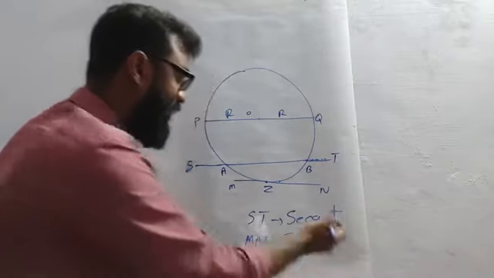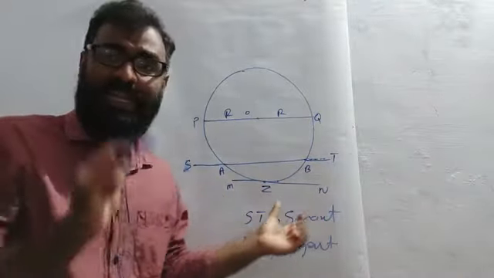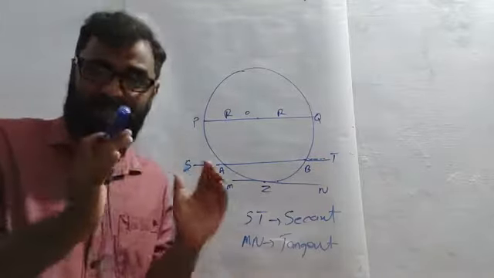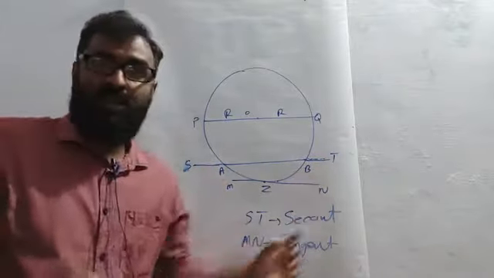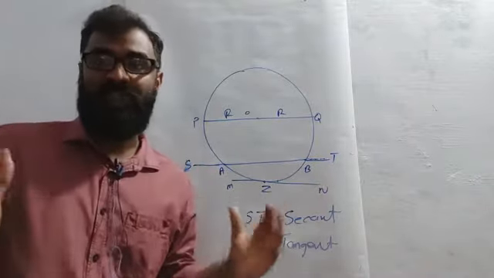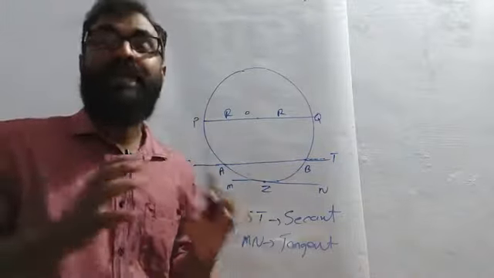What is the specialty of a tangent? A tangent touches the circle only at a single point. Such lines are called tangents of the circle. So how many tangents can be drawn in a single circle? We can draw an infinite number of tangents. Why? Because there are infinite points on the circle.